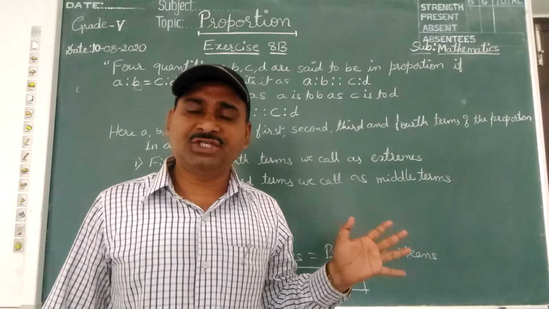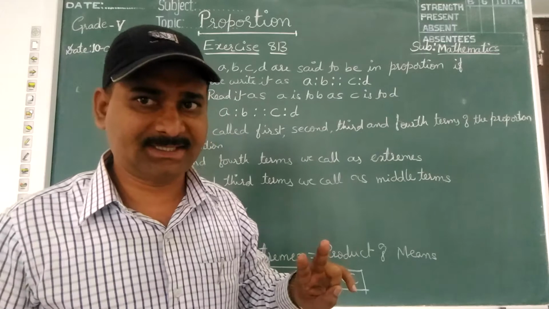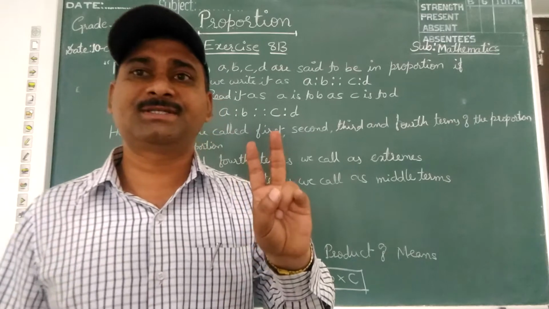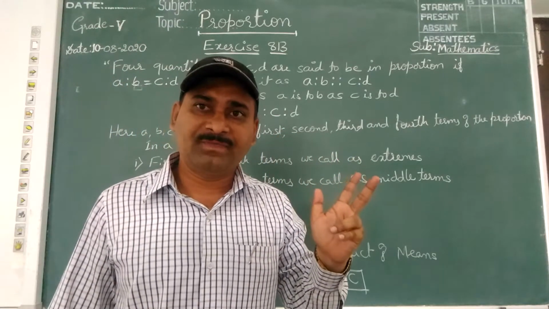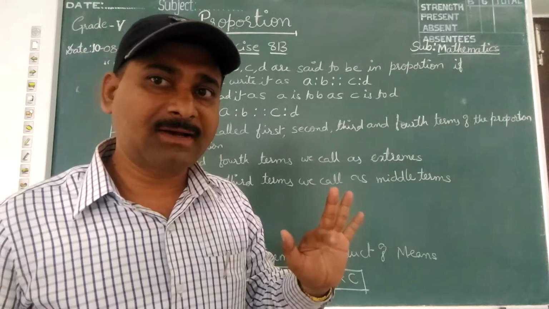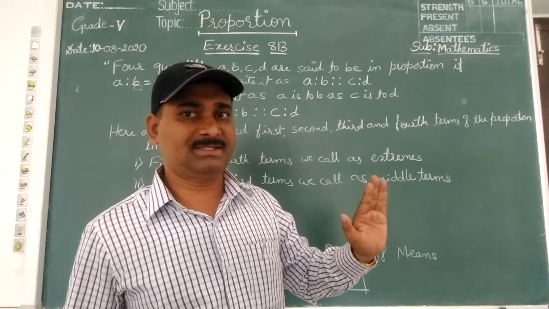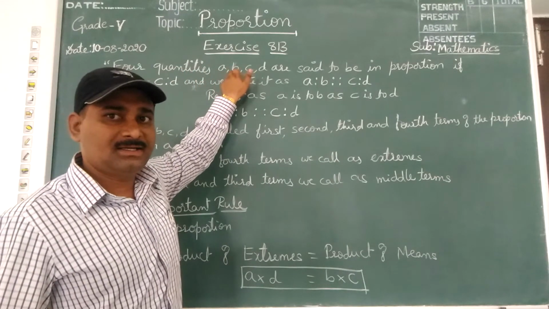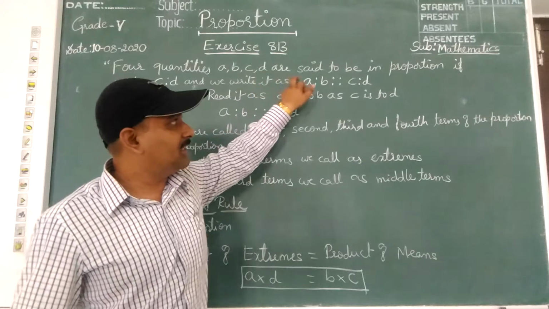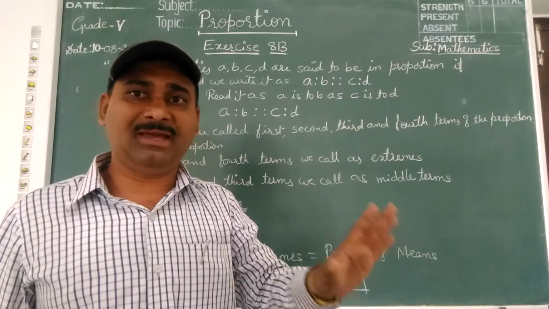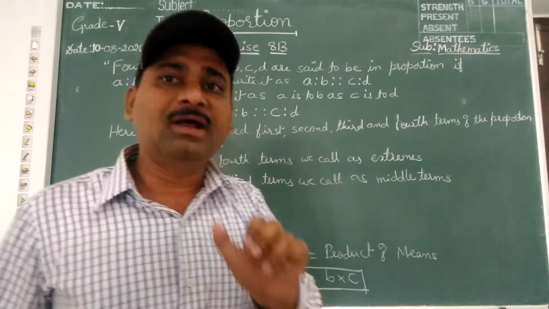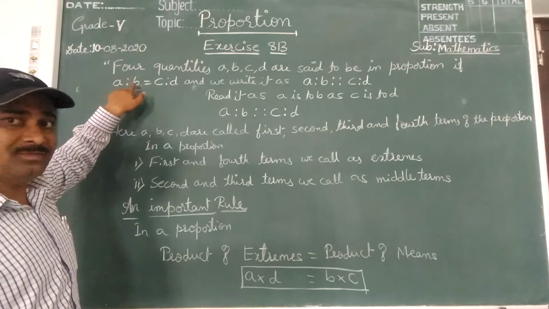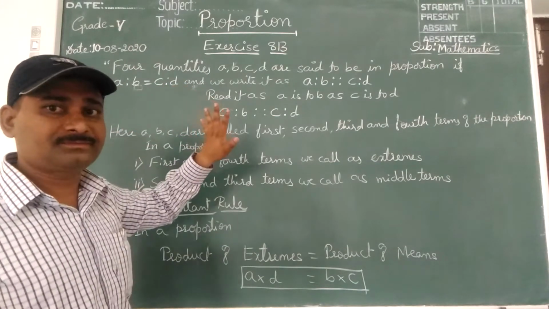As I said earlier, ratio means comparison of two quantities of the same units. Proportion involves four quantities. Proportion means four quantities, say A, B, C, D, are said to be in proportion when A is to B equals C is to D.